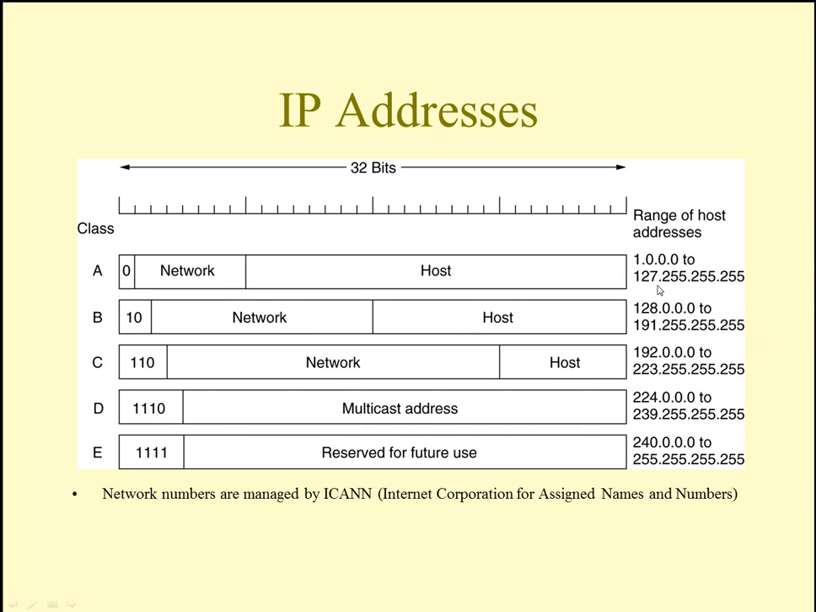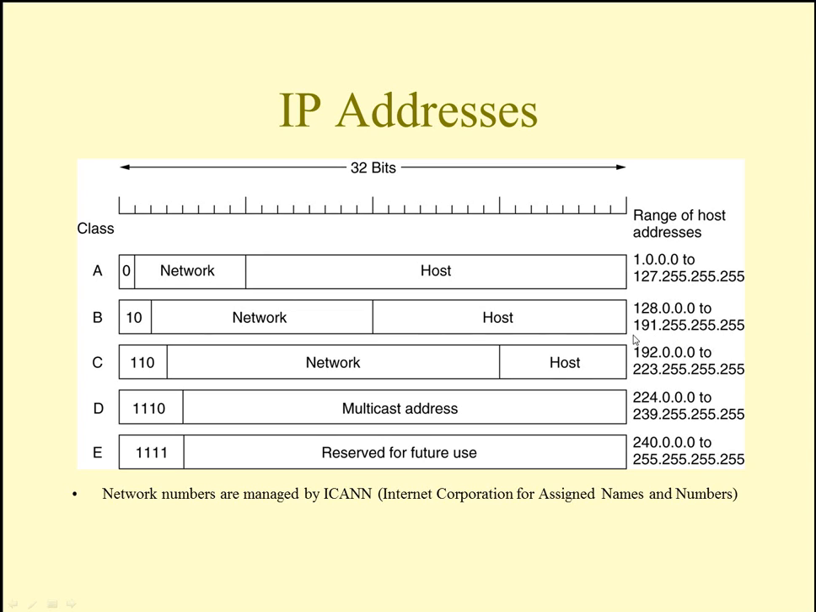For a class B address, the first 16 bits of the IP address are designated for the network address. So in this case, our range goes from 128.0.0.0 to 191.255.255.255. The network address is going to go from 128.0 up to 191.255 because it's the first 2 octets of the IP address that represent the network address.